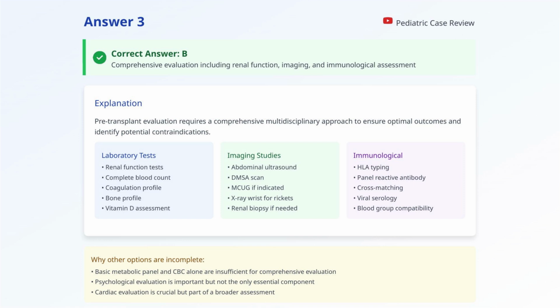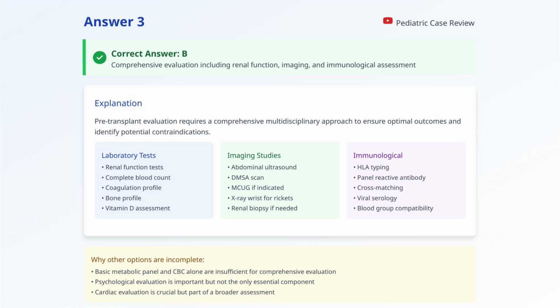Pre-transplant evaluation requires a comprehensive multidisciplinary approach to ensure optimal outcomes and identify potential contraindications. Essential laboratory tests include renal function tests, complete blood count, coagulation profile, bone profile, and vitamin D assessment. Important imaging studies include abdominal ultrasound, DMSA scan, MCUG if indicated, X-ray wrist for rickets, and renal biopsy if needed. Immunological assessment includes HLA typing, panel reactive antibody, cross-matching, viral serology, and blood group compatibility.